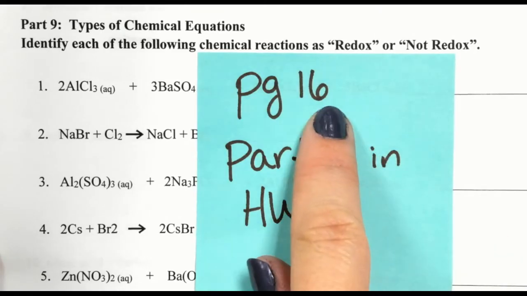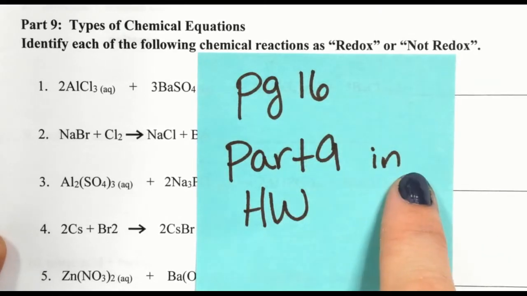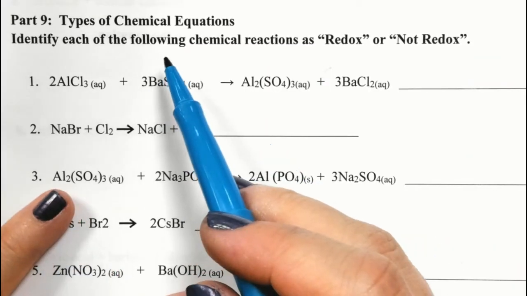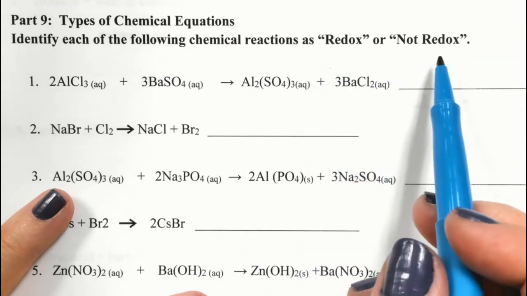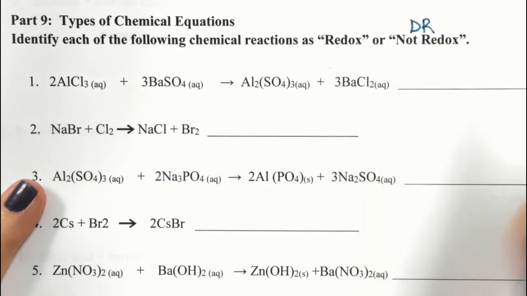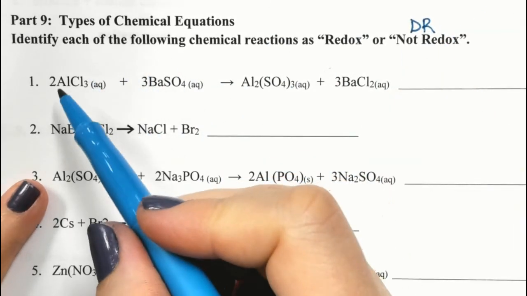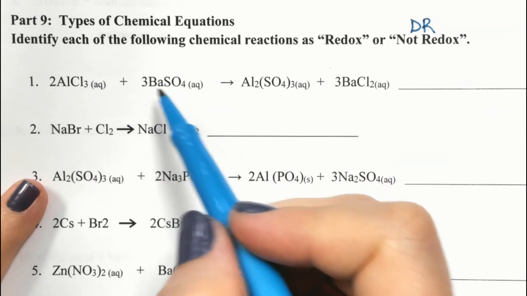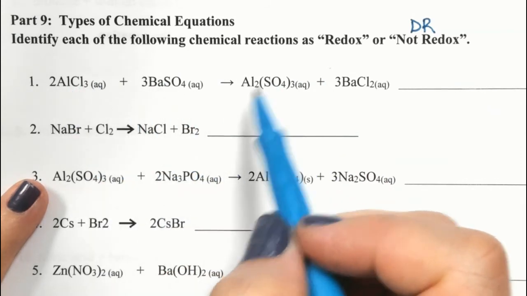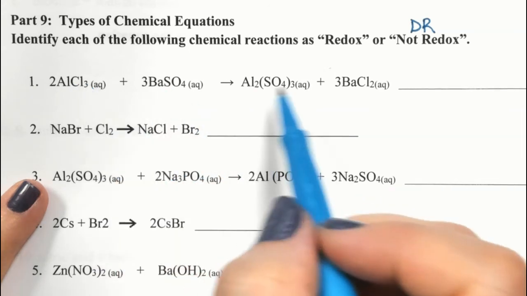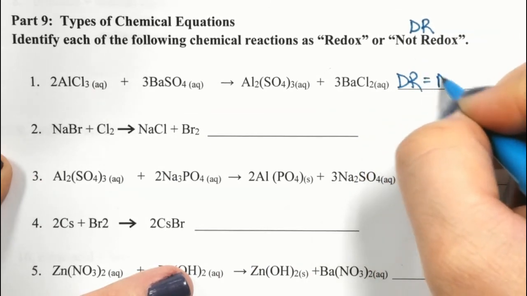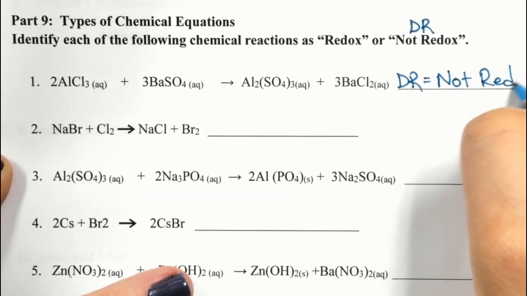Now turn to page 16 in the back of your booklet and let's look at part 9 in the homework. Identify each of the following as redox or not redox. So remember, if it is a double replacement, then it's not a redox. So number 1, we have a compound plus a compound where it went first and last to make this, third and second to make this. So this is a double replacement reaction and therefore not a redox reaction.